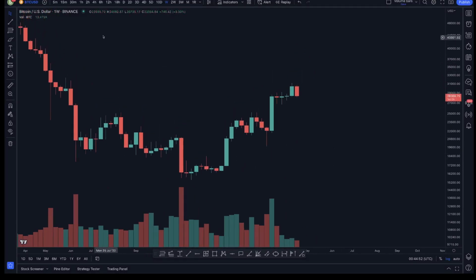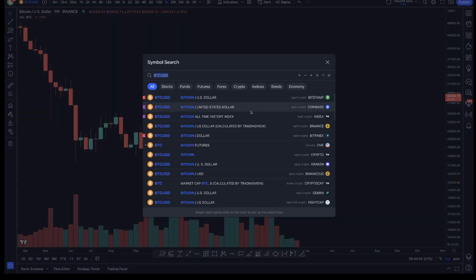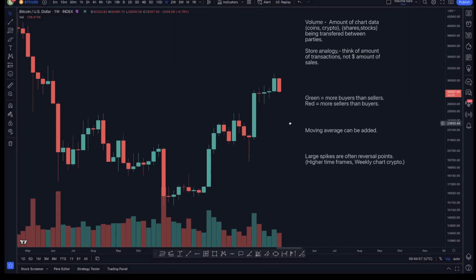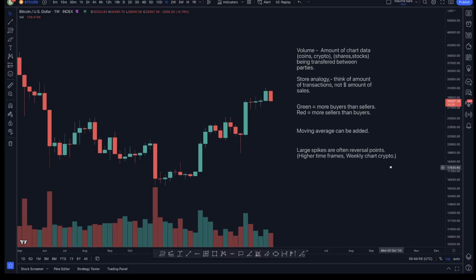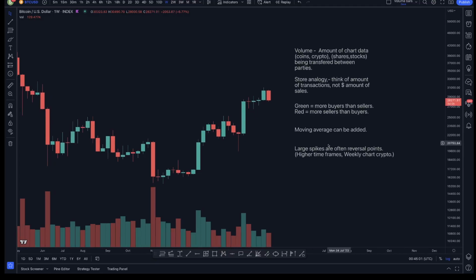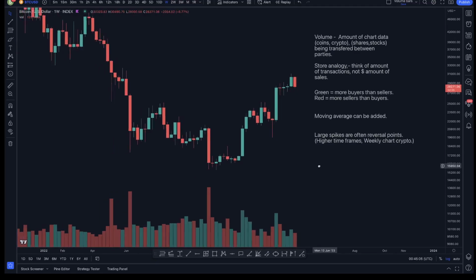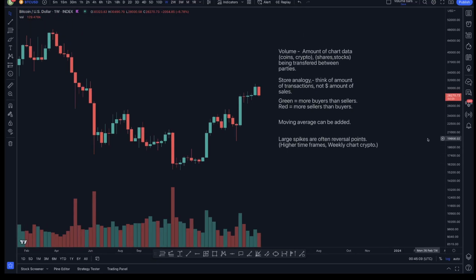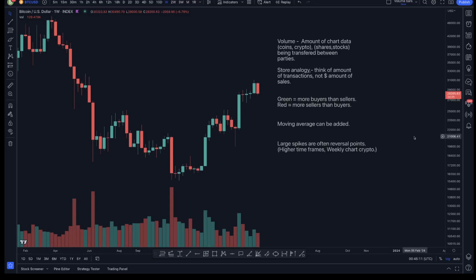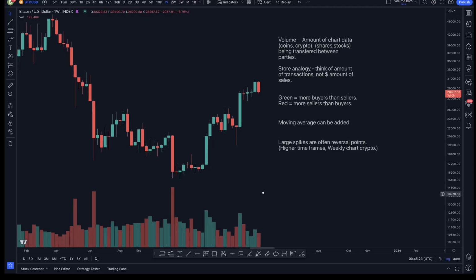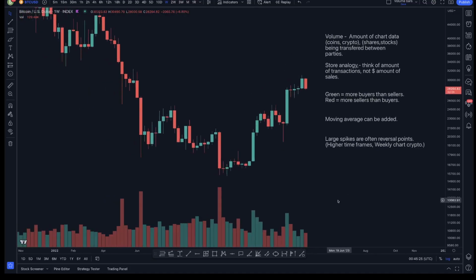So I like to look at the index because it kind of averages all of them out, and that is just a good way to look at it. But it's also useful to look at the different exchanges and look for differences in volume, and you might be able to gather some clues from what's happening there. So green bar essentially means there are more buyers than sellers, and a red bar means there are more sellers than buyers.